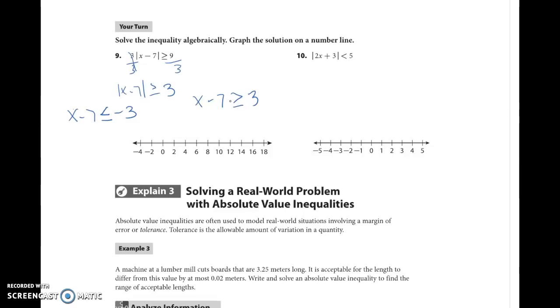Same thing for number 10. Make sure that when you set it equal to that negative, you flip that inequality sign because you're multiplying by a negative.